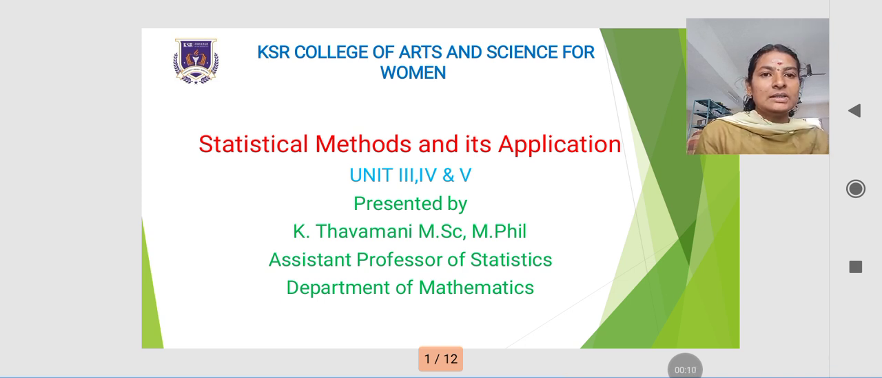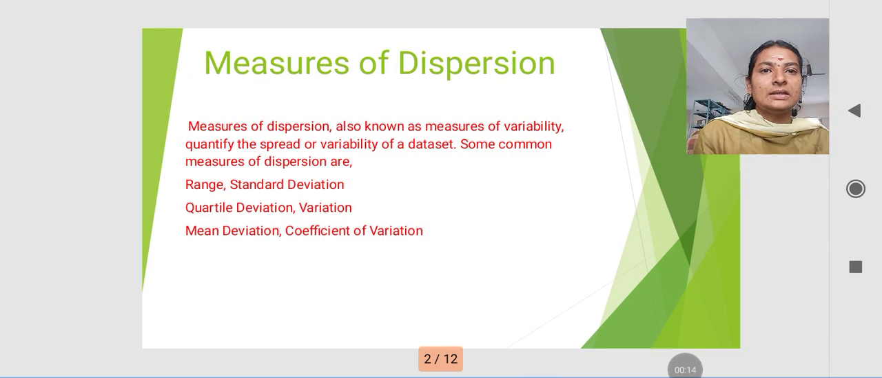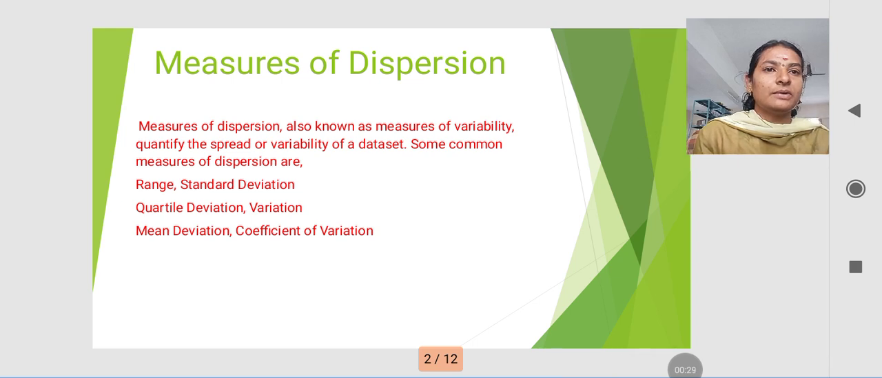In this video, I will discuss statistical methods and their application. Let's see the measures of dispersion. Measures of dispersion are also known as measures of variability of a data set. Some common measures of dispersion are range, standard deviation, quartile deviation, variance, mean deviation and coefficient of variation.